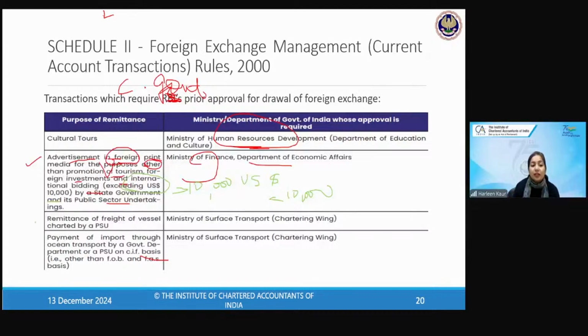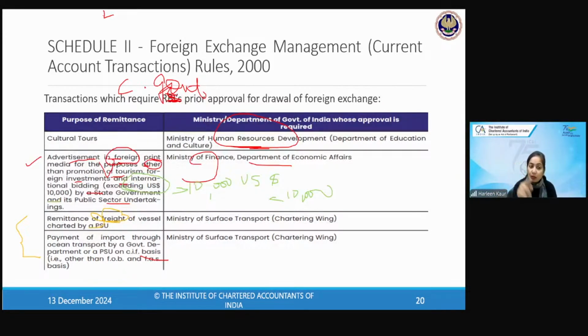Remittance of freight of vessels. Now, these next two points are very simple because they are related points. They talk about the remittance of freight of vessels. What is the meaning of freight? Freight is the charges that you're paying when the goods are being imported. You need to pay a certain amount of freight for the ship that is being chartered. Now, this ship is being chartered by a PSU, that is, a public sector undertaking. If Reliance or any other private company is doing it, then no permission is required.